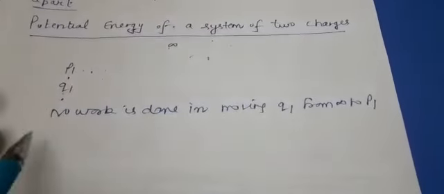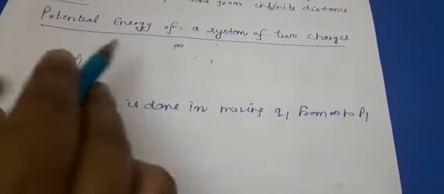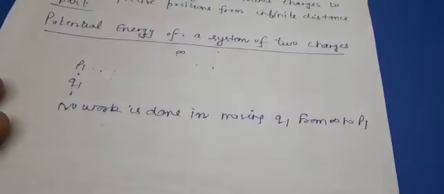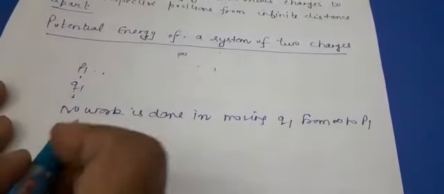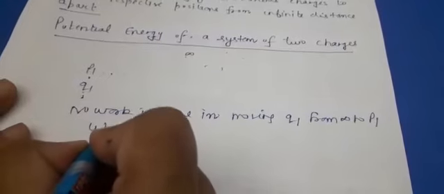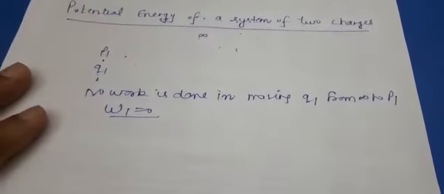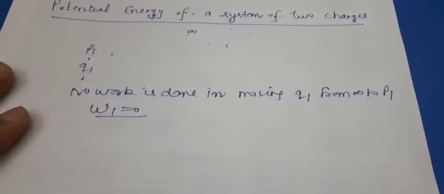What does it mean? Why is the work done not there? Reason being, at this point there is no field present. There is no effect of any other field. So as there is no field, there will be no potential at this point. So work done will be 0. It is entering a field free area.